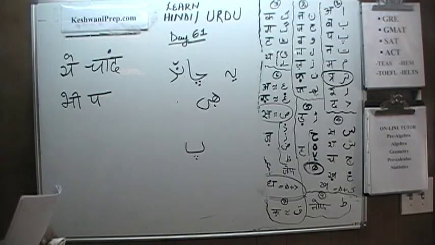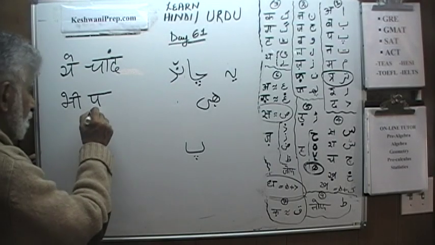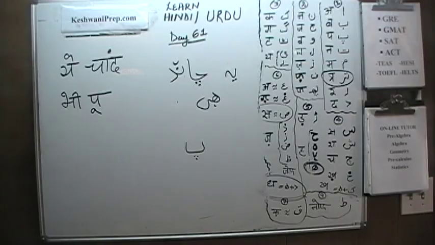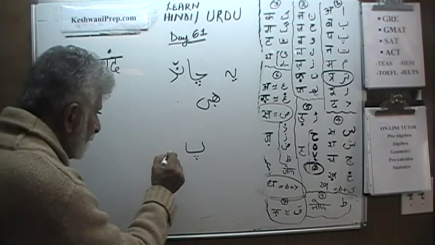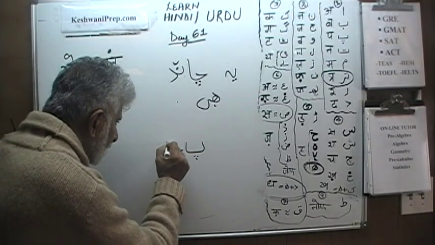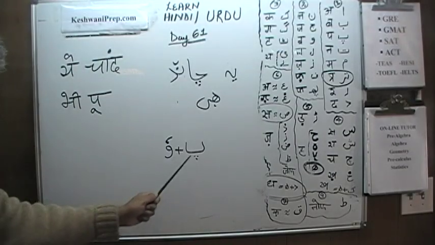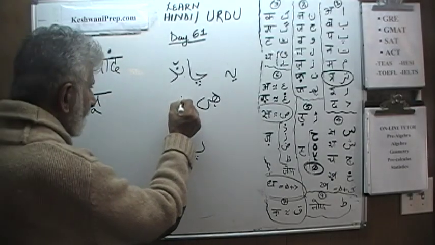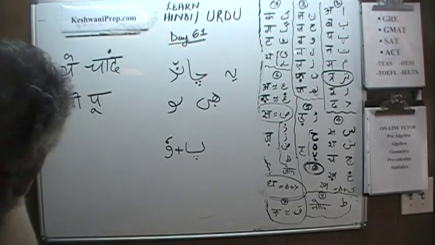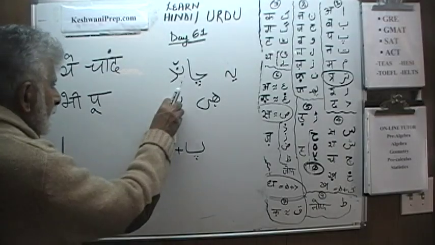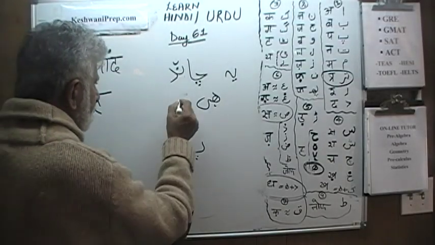Then we need a P. We don't need a P, we actually need a Poo. Not only do we need a Poo, but we need a badi u ki matra. And we know how to make a badi u ki matra in Urdu. We join it with waw and ulta pesh. Put together it's going to look like this.